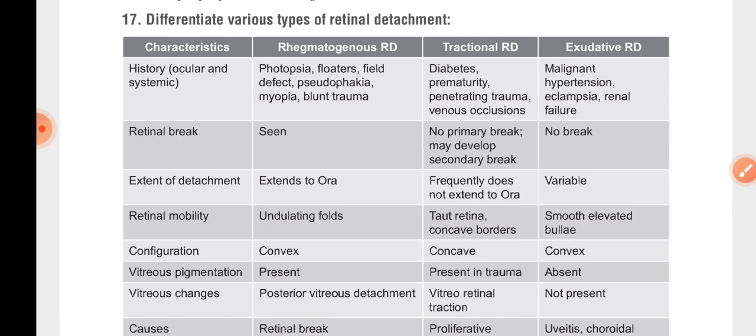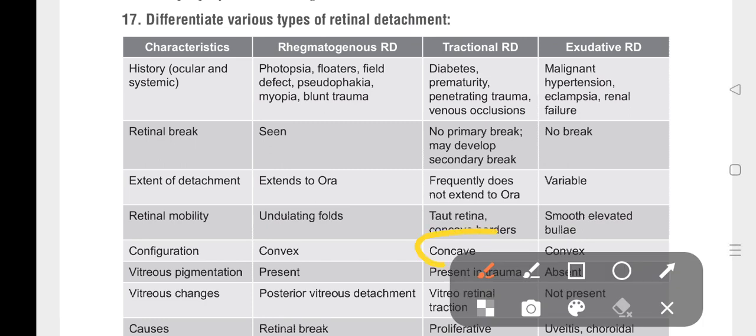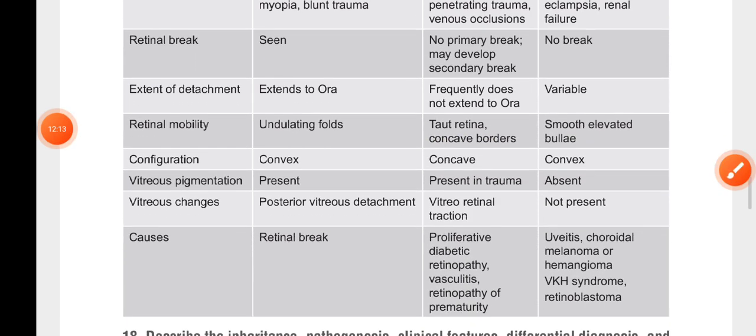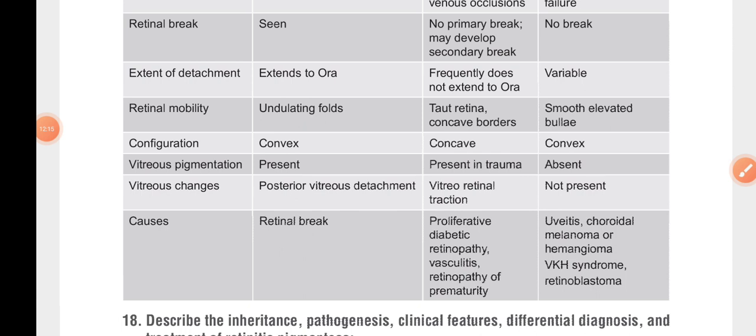Extent of detachment: rhegmatogenous can extend up to the ora serrata. Tractional detachment frequently does not extend to the ora serrata. Exudative is variable. Retinal mobility: undulating folds in rhegmatogenous. In tractional, taut retina will be there with concave borders. In exudative, a smooth elevated bullous type is there. Configuration is convex in rhegmatogenous, concave in traction and convex in exudative. Vitreous pigmentation is present in rhegmatogenous, present in traction, and absent in exudative.